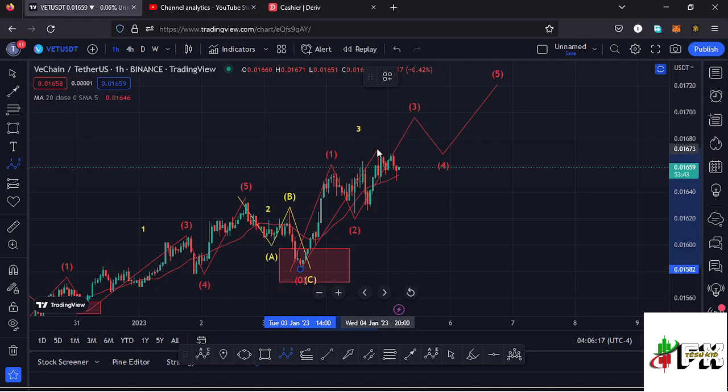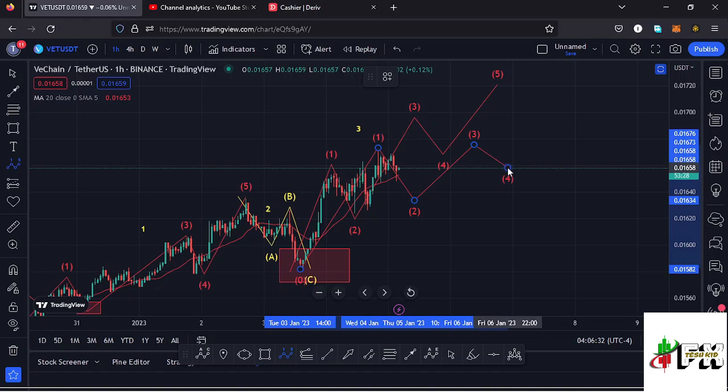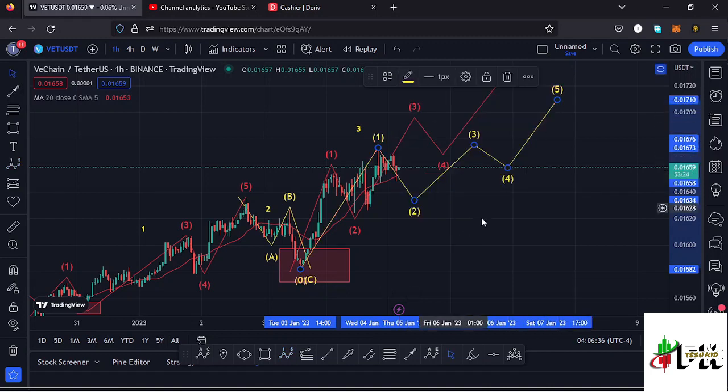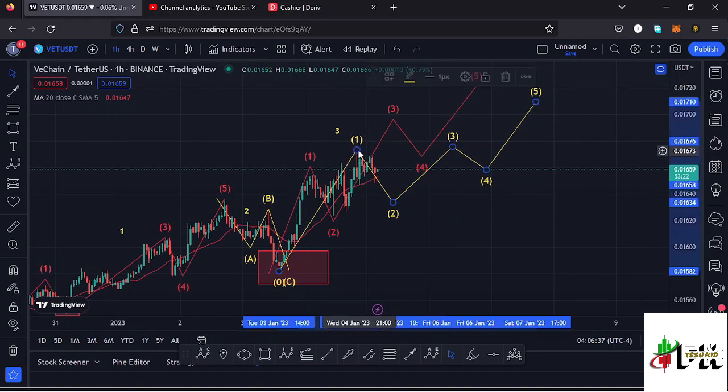at around the $0.01673 mark. So this whole structure, I'm terming it as a higher Elliott wave count 1 before we see a wave 2, then expect a wave 3, then a wave 4, and then a wave 5 to the upside. And I can change the color of that different Elliott wave count here on the Vechain chart.